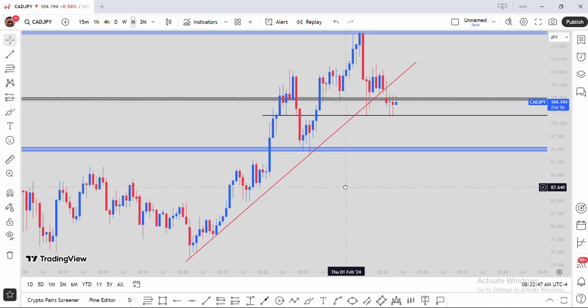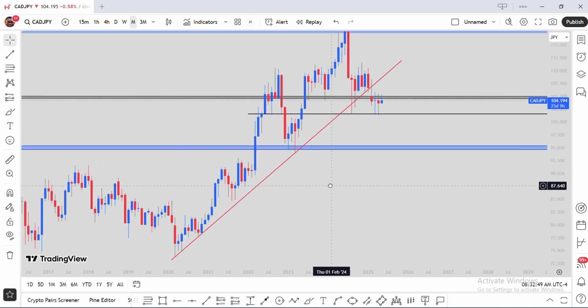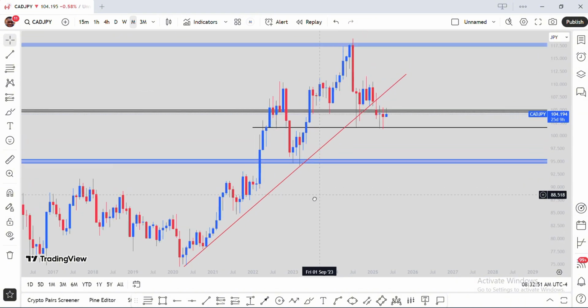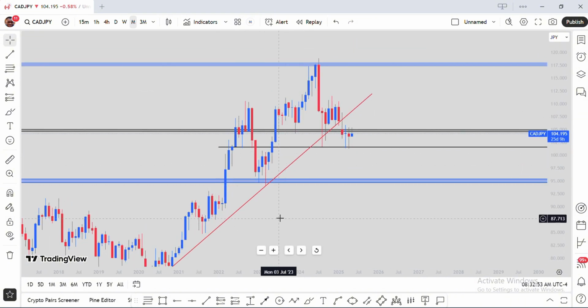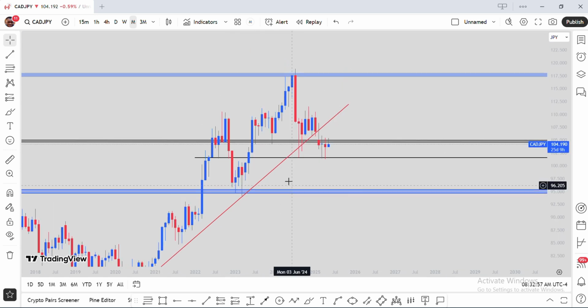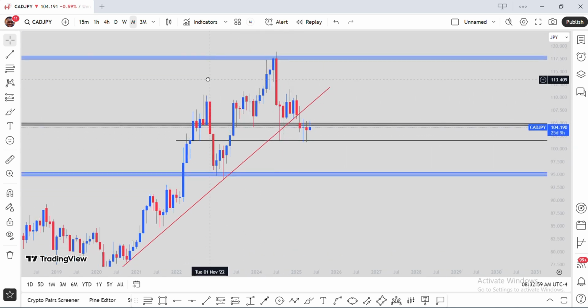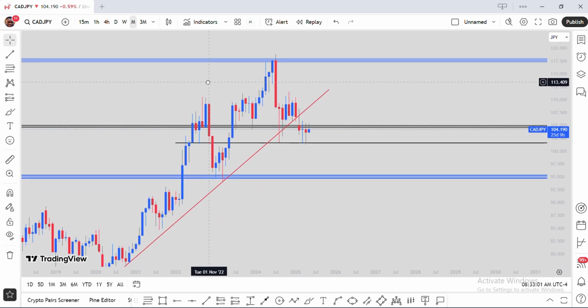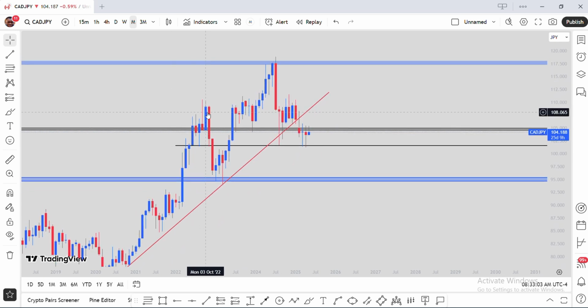So looking at CAD JPY now, I'm currently on the monthly time frame. So the overall direction of the market is clearly to the upside. So price was creating higher highs and higher lows. So price was trending back to the upside. But looking at this trend on the monthly time frame now, price created a chart pattern somewhere around here.